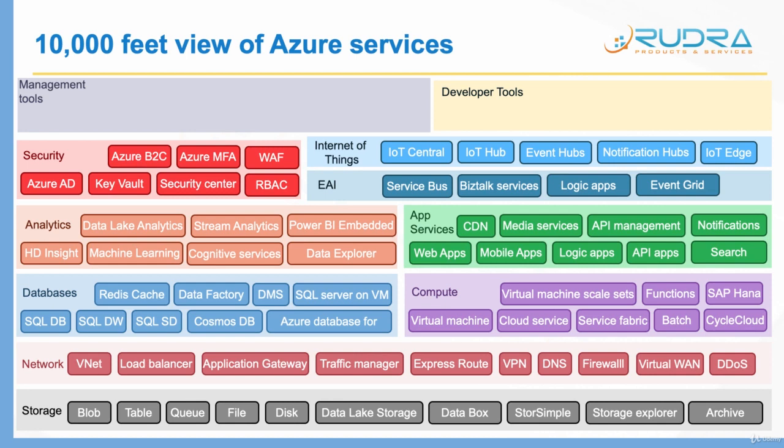And the next thing is Azure B2C. In case you want to have a cloud-based identity management solution for your consumer-oriented applications, then you can go for Azure B2C. Using Azure B2C, you can actually manage millions of identities. And the next thing is Azure multi-factor authentication. And finally, web application firewall.